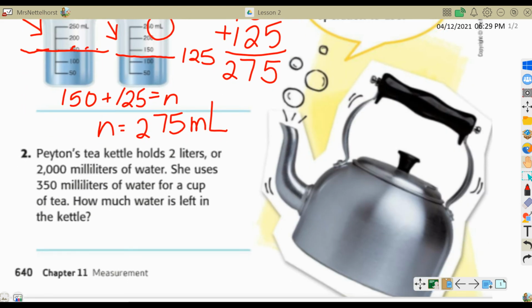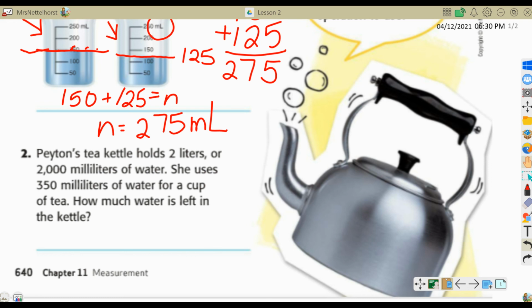Okay, let's go on to the next word problem. Peyton's tea kettle holds some liters or some milliliters of water. She uses some milliliters of water for a cup of tea. Okay, so her tea kettle holds a certain amount of liters, which we also know is a certain amount of milliliters, and she's going to use some of the milliliters for a cup of tea because you don't want to drink liters of tea. You want milliliters of tea.